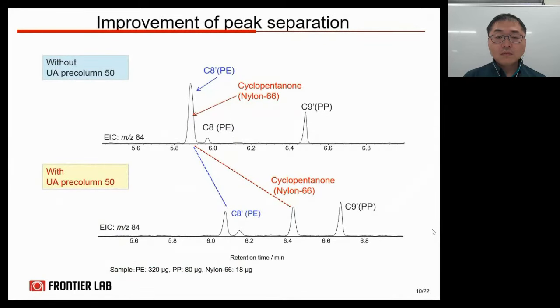The medium polar column improves peak separation. Without the medium polar column, the characteristic peak of nylon 66 is overlapped with the pyrolyzed peak of polyethylene. Whereas with the medium polar column, the characteristic peak of nylon 66, cyclopentanone, is well separated from the polyethylene pyrolyzed peak.